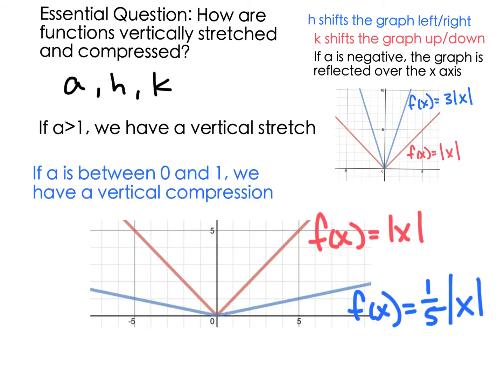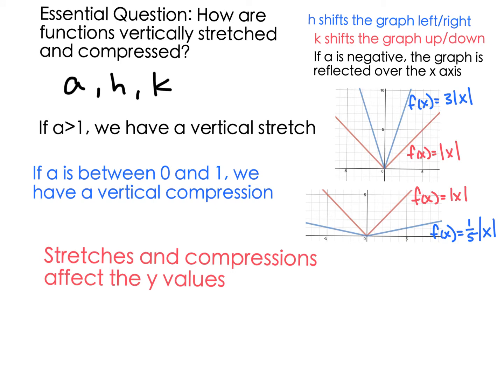Now, if A is between 0 and 1, we have a vertical compression. So we can see that here. Here's our parent function, and then this one looks like it got squashed down from the top, right? Because this is 1/5, so between 0 and 1. We don't say below 0 because if it's negative, all the negative does is flip a graph over the x-axis. All right, so let's practice these, but let's keep one more thing in mind.